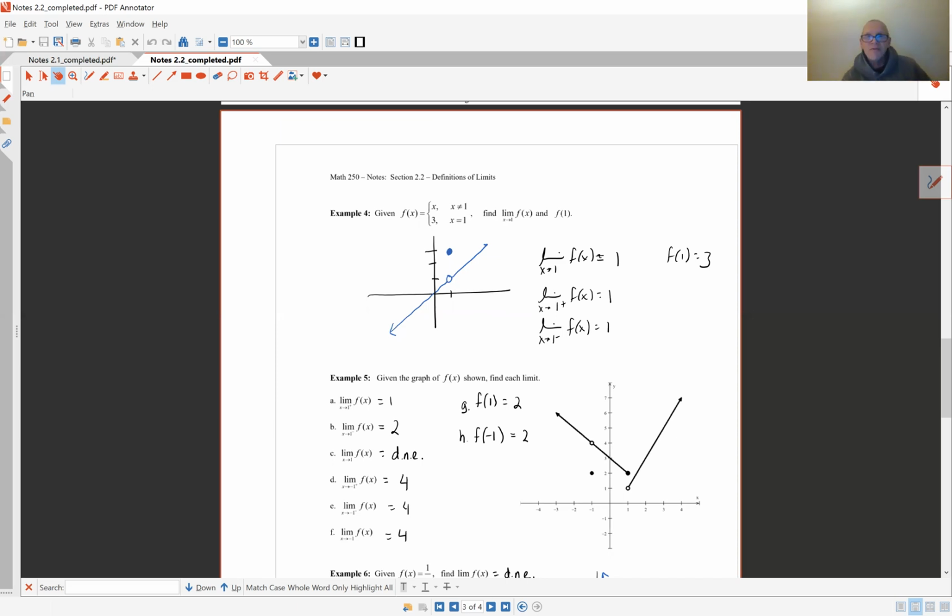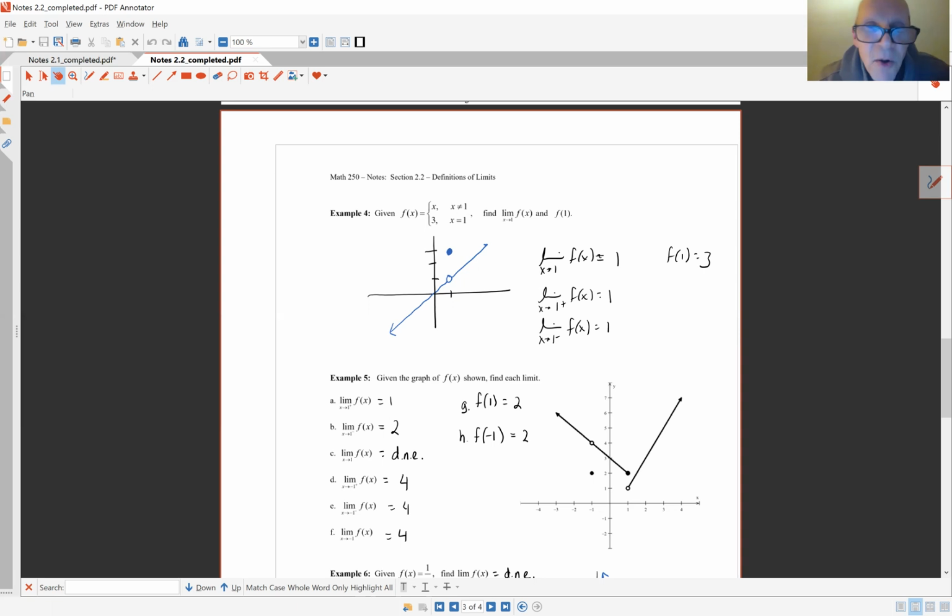As we approach x from the right, f of x goes towards 1. If we approach the limit of x, as x goes to 1 from the left, f of x is 1. As x goes to 1 from the right, f of x is 1. But it turns out that f of 1 is actually equal to 3. The limit as x goes to 1 from either direction is 1. So the limit as x goes to 1 of f of x is 1, but f of 1 is 3, right?